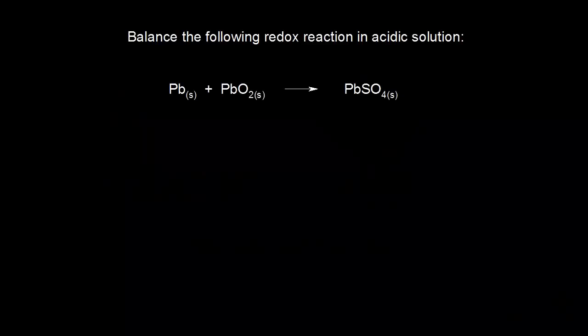Here's the reaction for a lead storage battery. Solid lead plus lead dioxide gives lead sulfate. Our goal is to balance this redox reaction in acidic solution. For a lead storage battery, you're dealing with sulfuric acid.